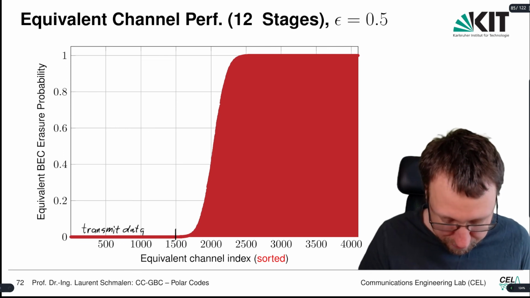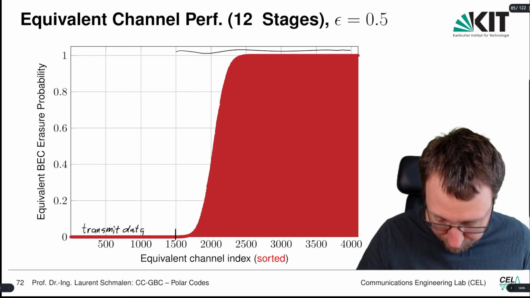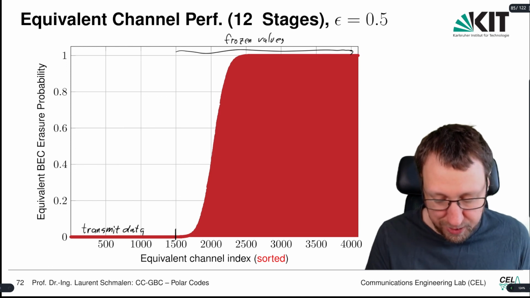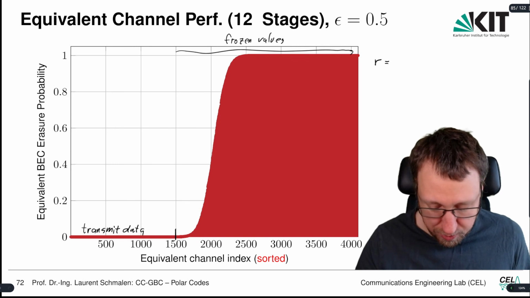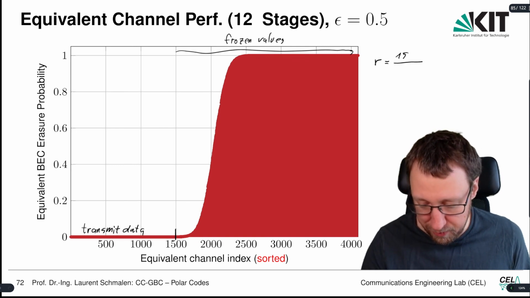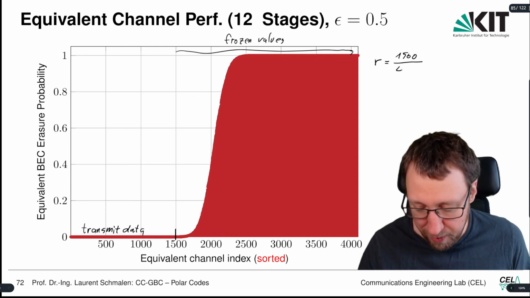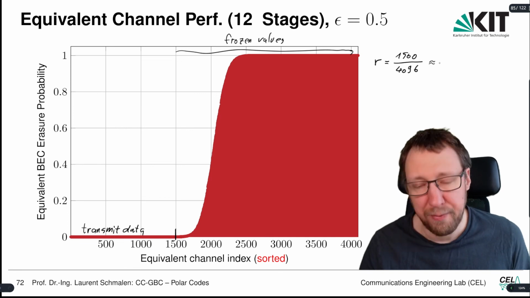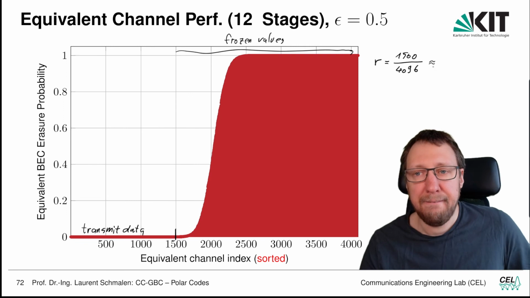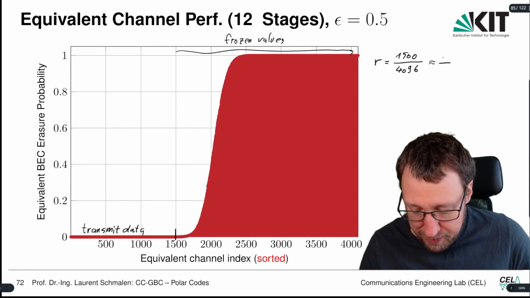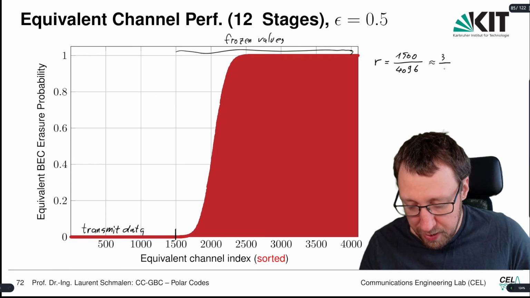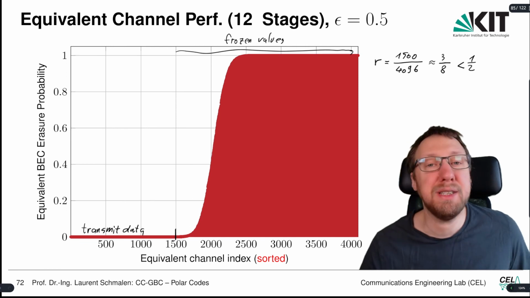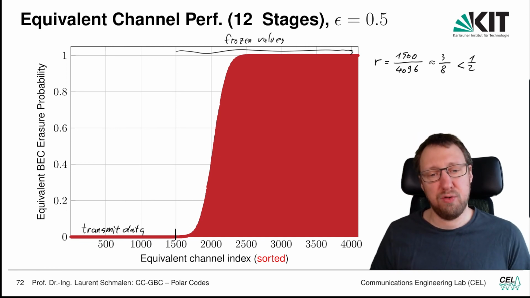And we transmit frozen values over these channels. So the rate of the code will then be equal to, we have 1,500 useful bits divided by 4,096. So this is approximately equal to 15 divided by 40. So if we divide by 5, this is approximately equal to 3 divided by 8, which is smaller than 1/2, but it's approaching 1/2. But you see there is quite some dramatic rate loss.